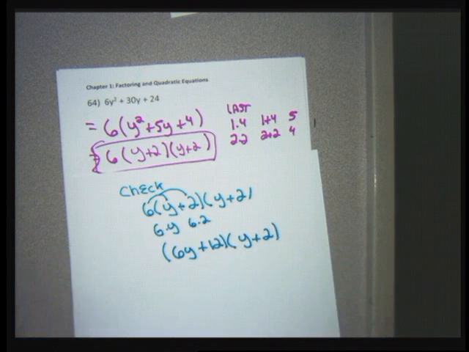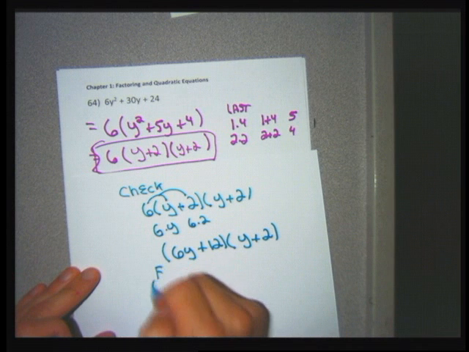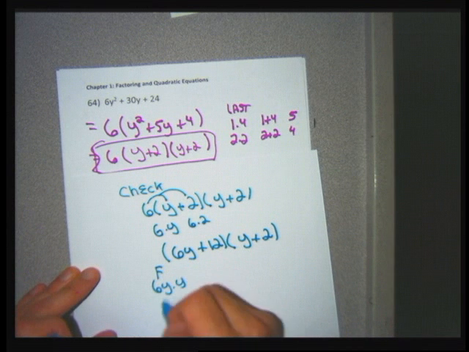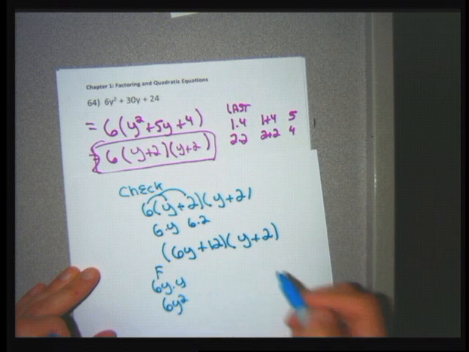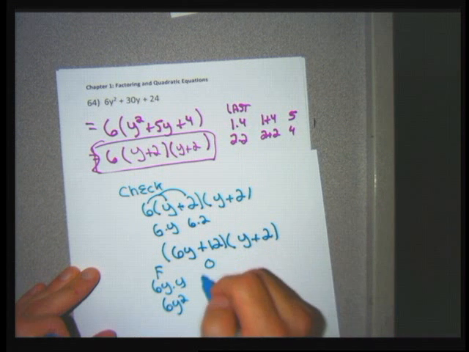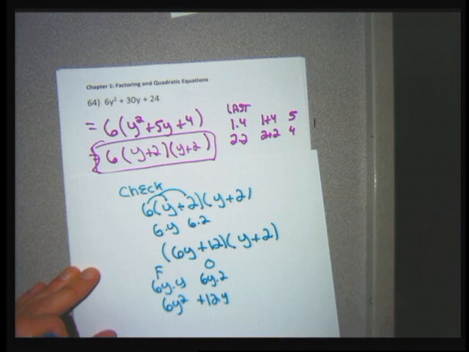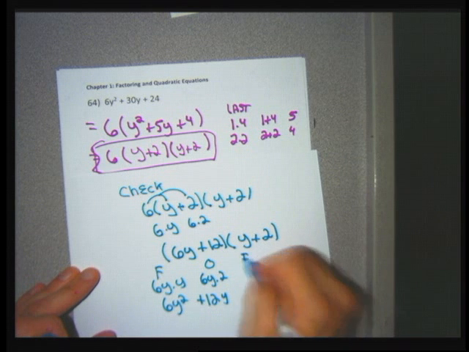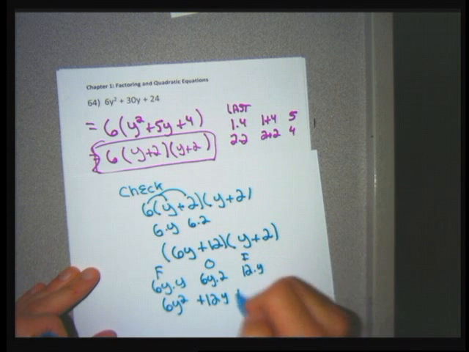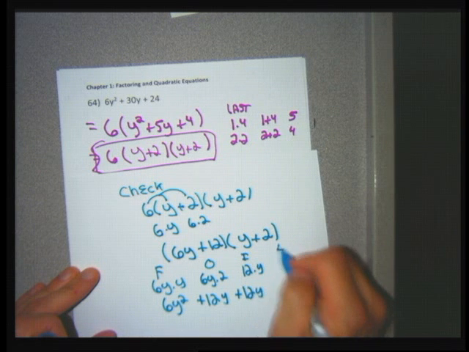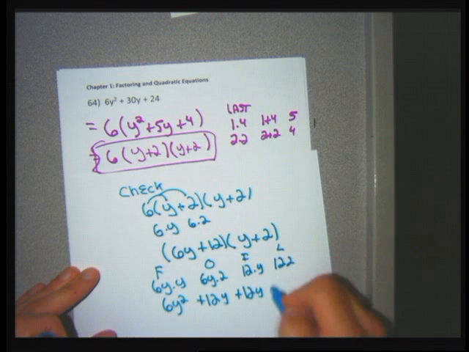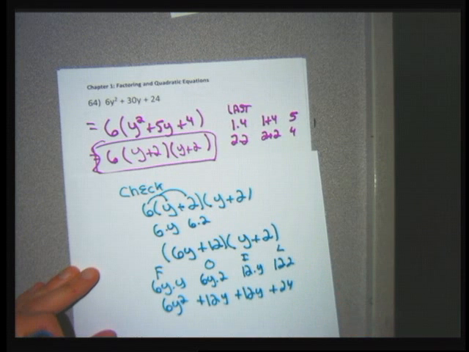Now I'm going to FOIL. First, 6y times y is 6y squared. Outers, 6y times 2 is plus 12y. Inners, 12 times y is plus 12y. Lasts, 12 times 2 is plus 24. And I have a mistake.